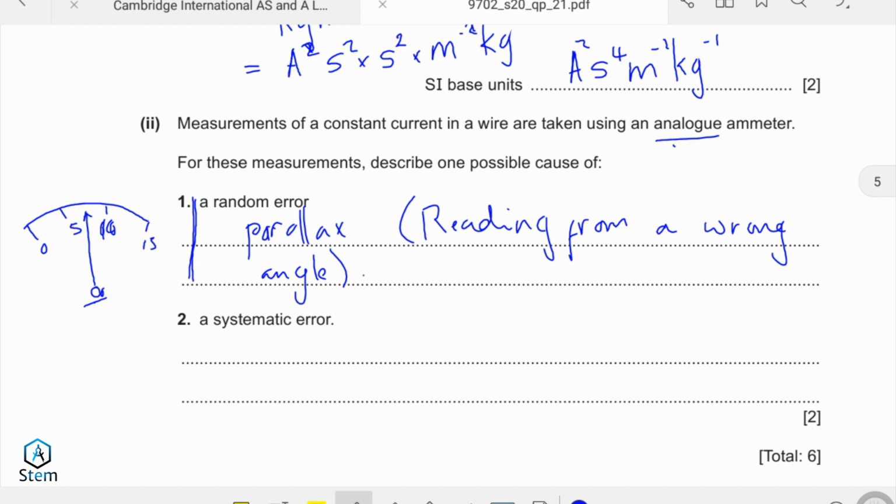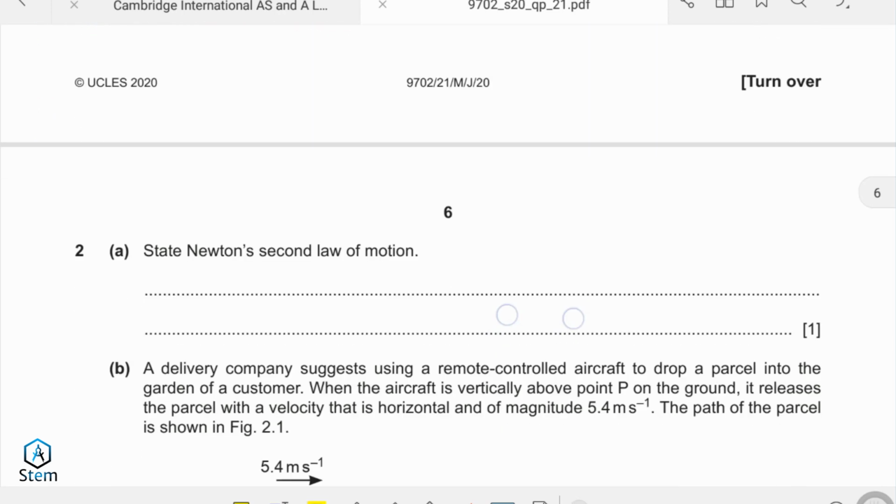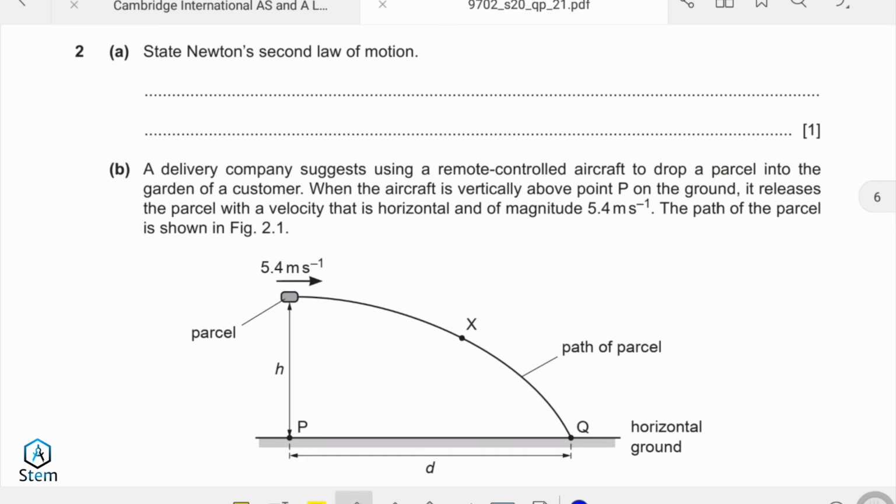Systematic errors are errors which are due to the poor calibration of our instruments. So let's just go straight for poor calibration of instrument. All right, so those are the causes of the errors that are mentioned.